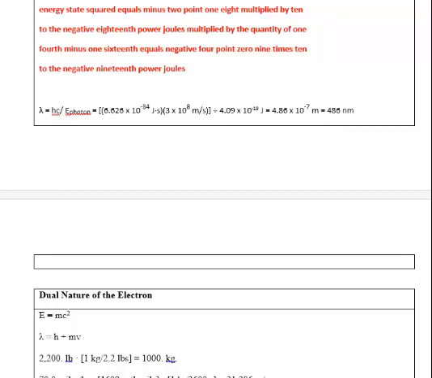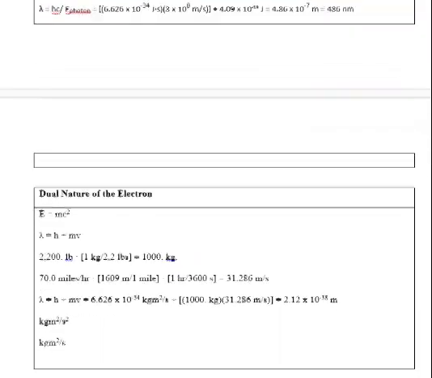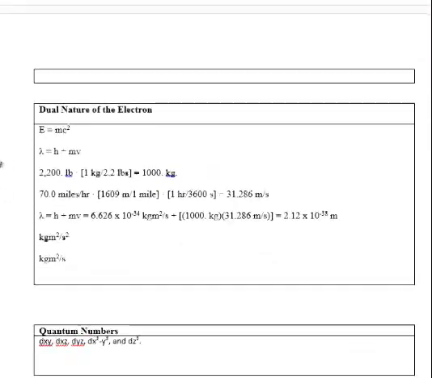Okay. All right, and then down here, E equals mc squared, lambda equals h divided by m multiplied by v. Now this is v for velocity. This is not mu. It's maybe hard to see, but this is v for velocity. Lambda equals h divided by m multiplied by v.